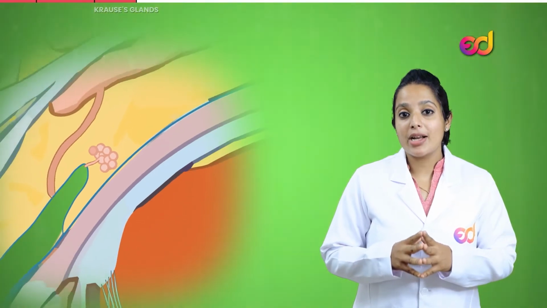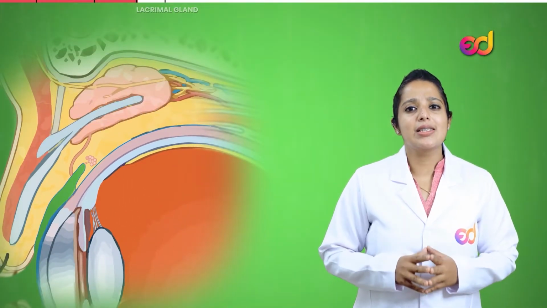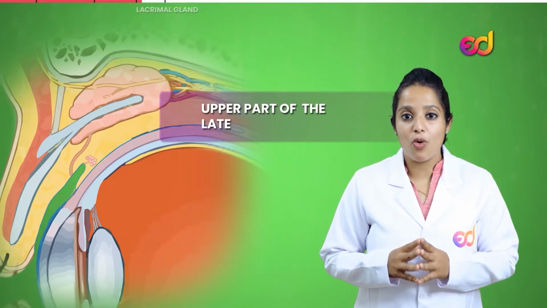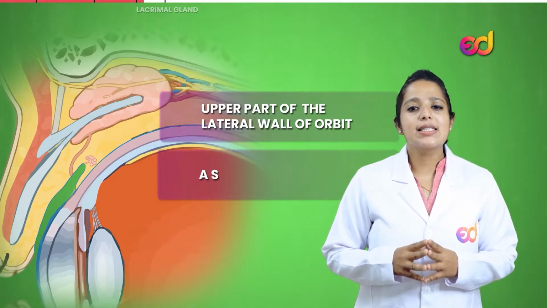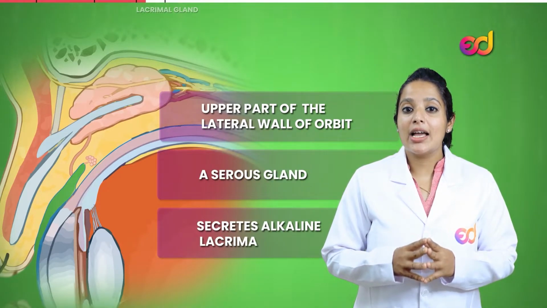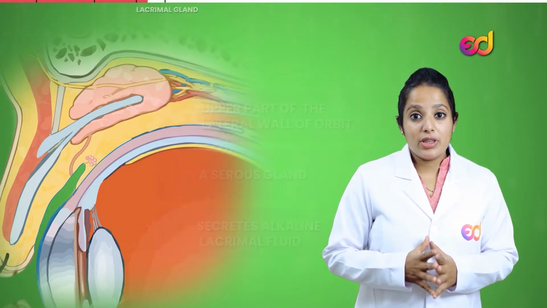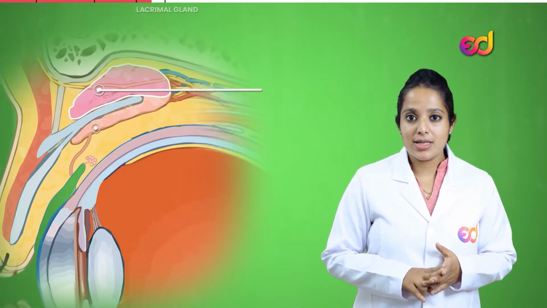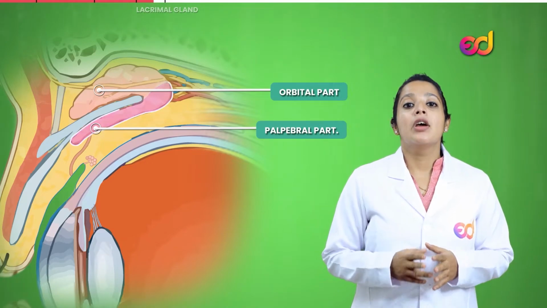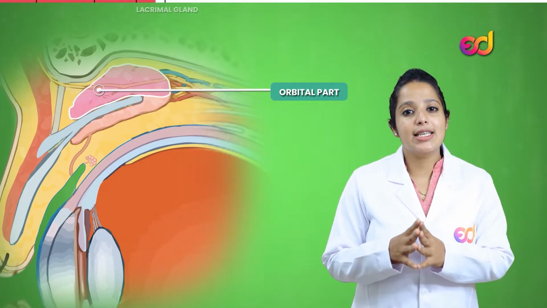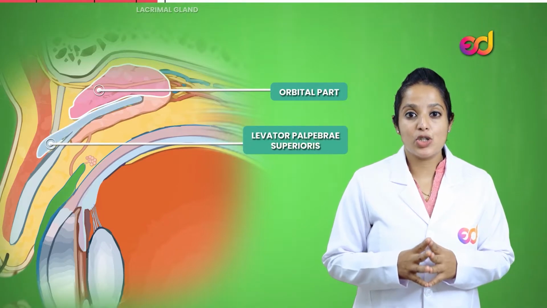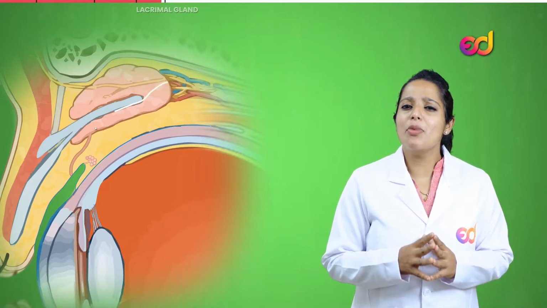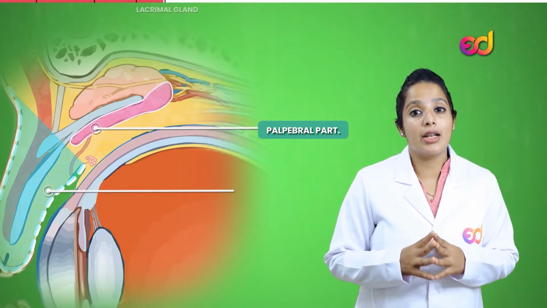Now bringing your attention back to the main lacrimal gland. Where is it situated? The lacrimal gland lies in relation to the upper part of the lateral wall of the orbit. Well, it is a serous gland and secretes alkaline lacrimal fluid. About the shape of the gland, it is J-shaped and has two parts. One is the orbital part and the other one is the palpebral part. The orbital part, which is larger and deeper, lies above the levator palpebrae superioris, lateral to the rectus muscle, whereas the palpebral part, which is smaller and superficial, lies within the eyelid itself.